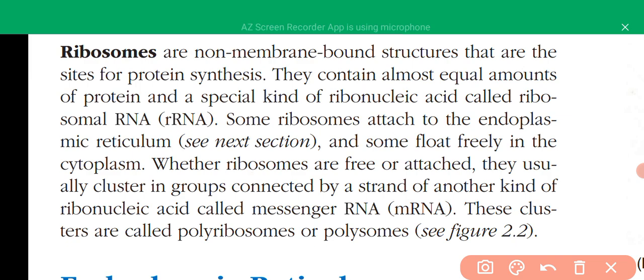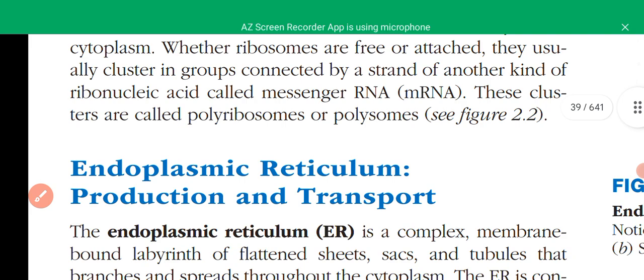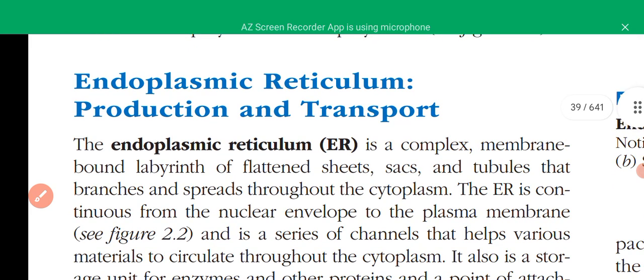Some ribosomes may be attached to the endoplasmic reticulum, or may float freely in the cytoplasm. Whether they are freely suspended or attached to the endoplasmic reticulum, their main function is the formation of proteins. How do they form protein? They form protein by interacting with another type of RNA called messenger RNA, and transfer RNA also plays an important role in the formation of proteins.